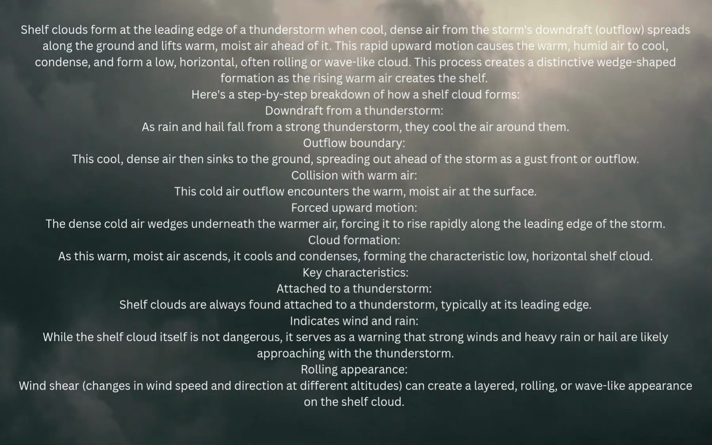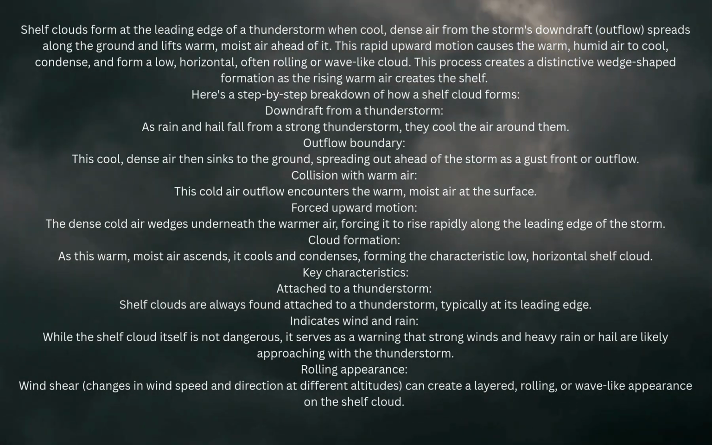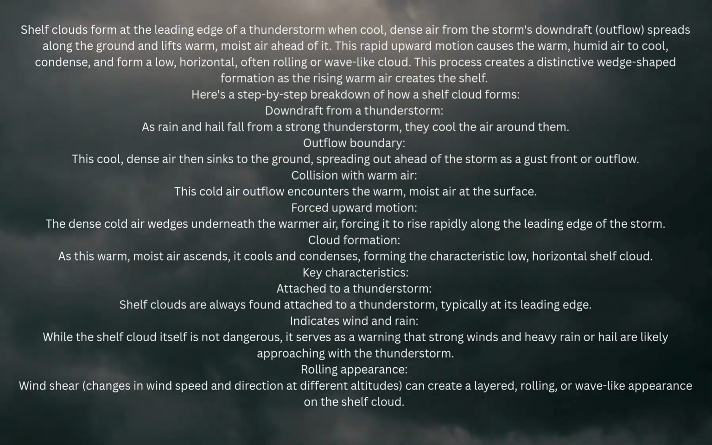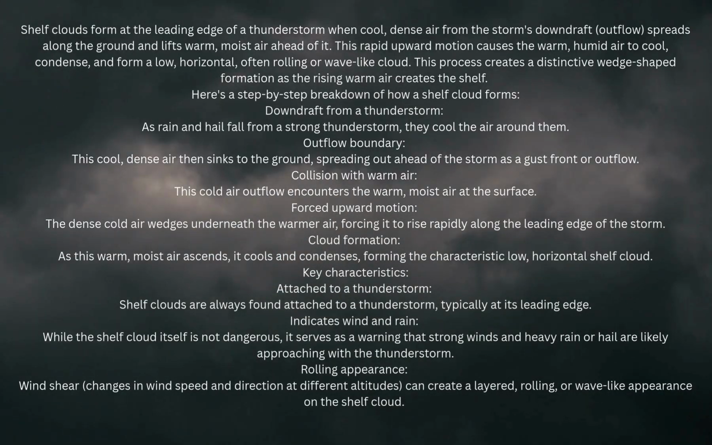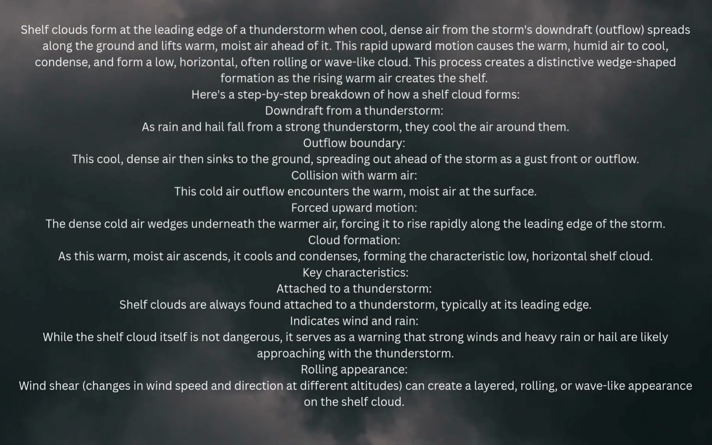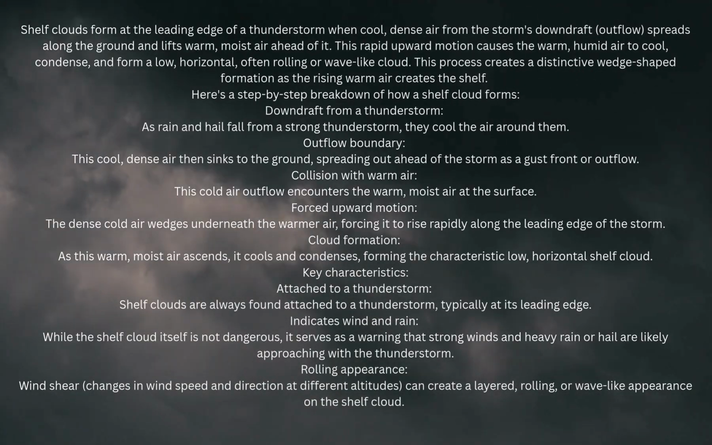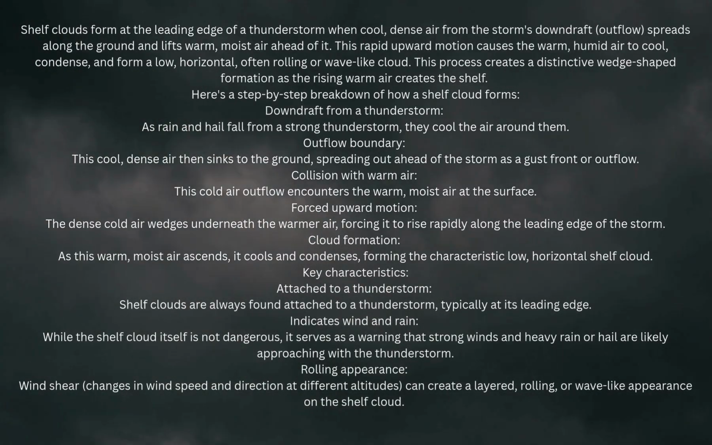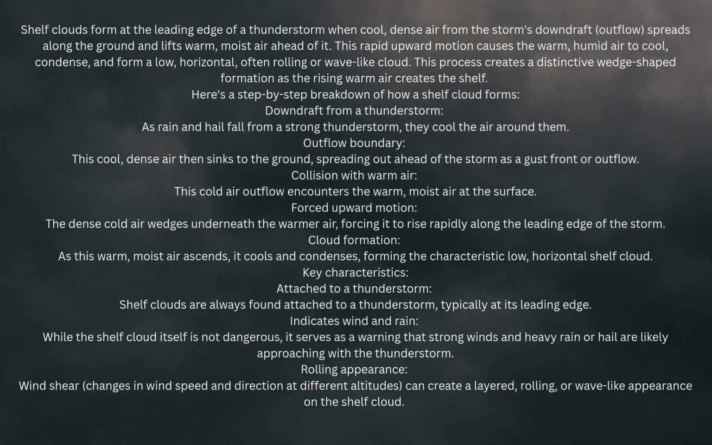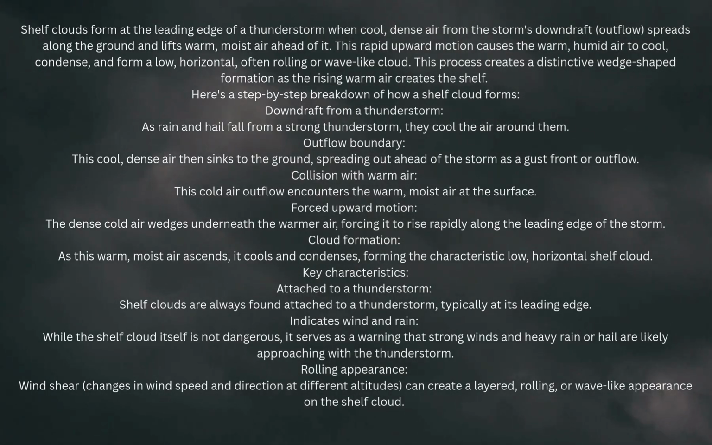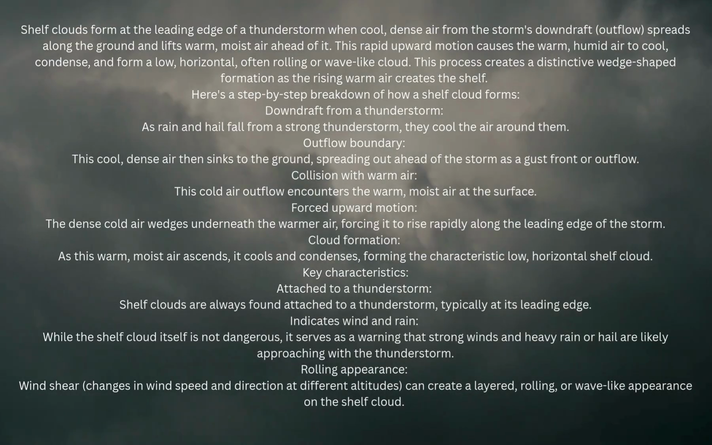This cold air outflow encounters the warm, moist air at the surface. Forced upward motion. The dense cold air wedges underneath the warmer air, forcing it to rise rapidly along the leading edge of the storm. Cloud formation. As this warm, moist air ascends, it cools and condenses, forming the characteristic low, horizontal shelf cloud.